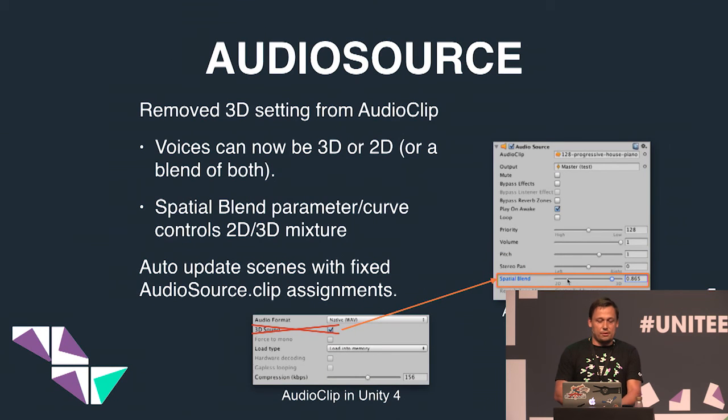And what will happen when you upgrade, when you load your old Unity 4 project, is it will see if there's an association between your scene where you have audio sources that reference audio clips that previously had this 3D property checked. Then it will automatically adapt the spatial blend. Otherwise, the new default value, if you just put in a new audio source, the spatial blend will be 2D.